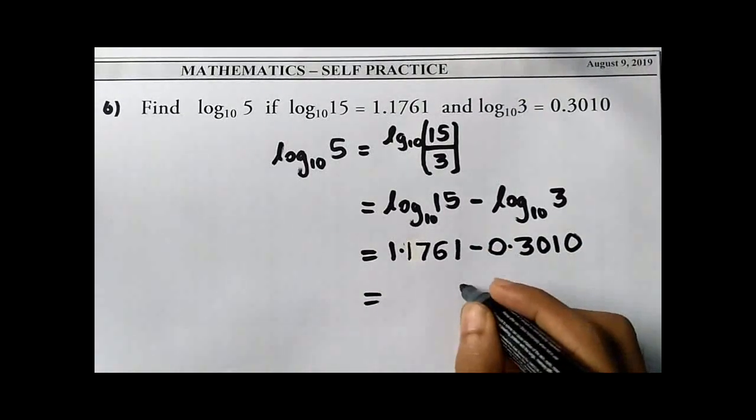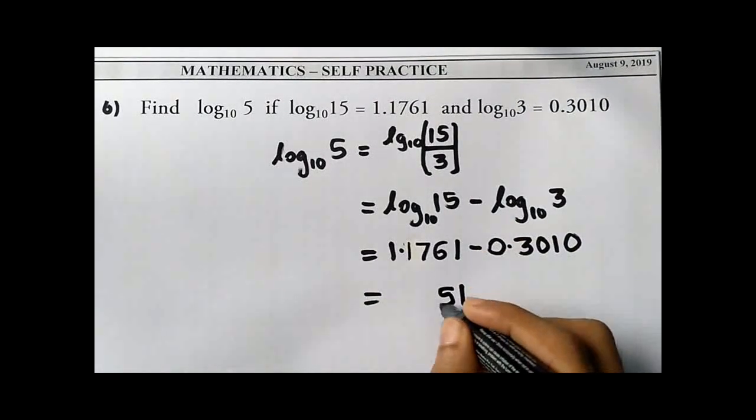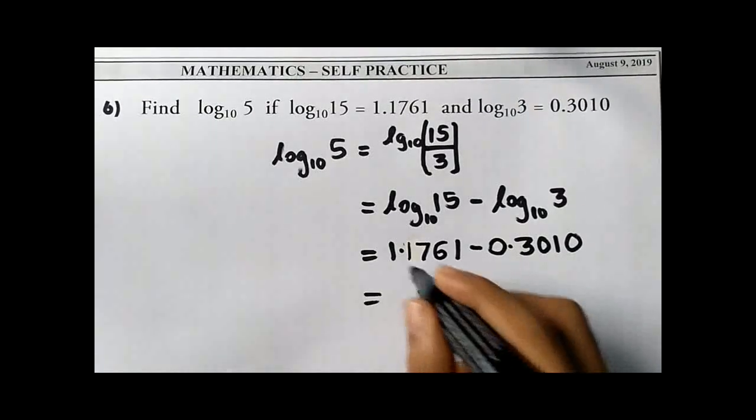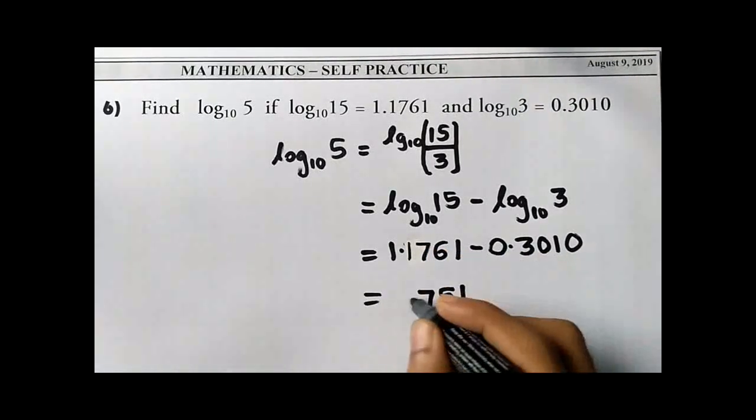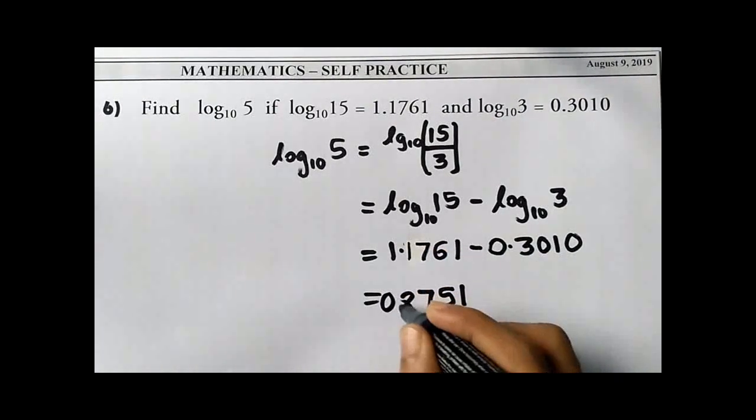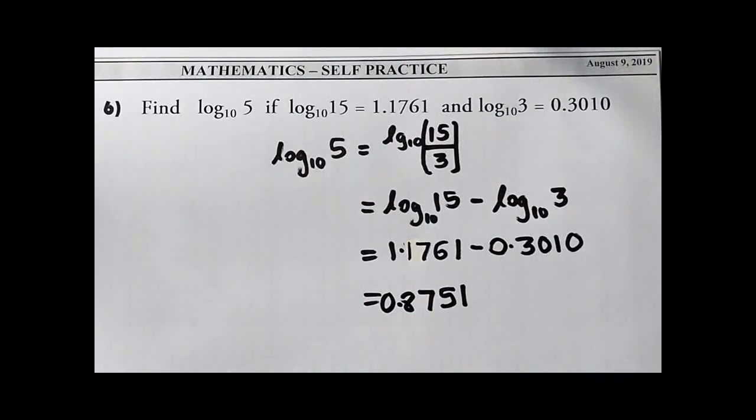1 minus 0 is 1, 6 minus 1 is 5, 7 minus 0 is 7, and we have to borrow 1, so 11 minus 3 is 8. So the answer is 0.8751.